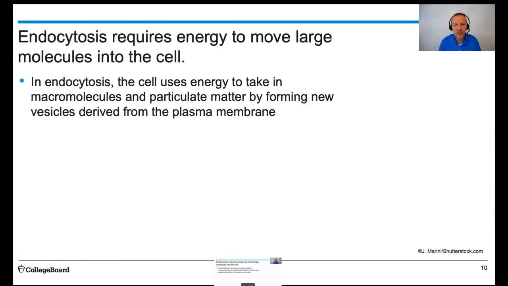Then, of course, we talked about those large molecules. Remember endocytosis and exocytosis, right? Pino and Phago. In endocytosis, the cell uses energy to take in macromolecules. So now you're looking at a large molecule, and a large molecule requires a little bit more. It does require energy. It's not enough for it to go through a channel. So macromolecules and particulate matter, it forms new vesicles from the plasma membrane, and formation of a vesicle requires energy.